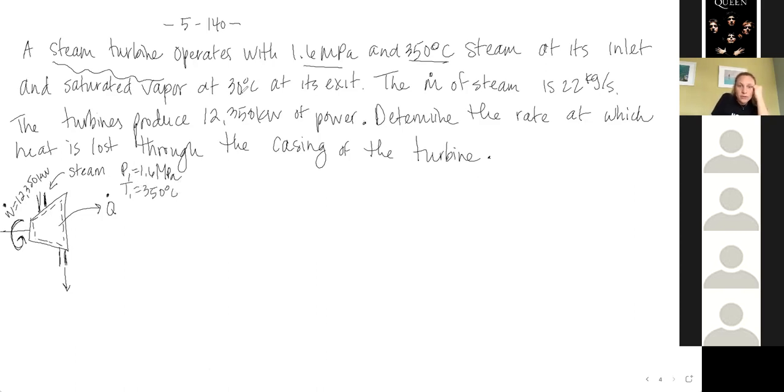And it is coming out at 30 degrees Celsius, which makes sense that we would be losing heat, not gaining heat, because the steam is being used to produce this shaft work. And we know that we are coming out as a saturated vapor. So we know that this is a saturated vapor. What is the quality of a saturated vapor?